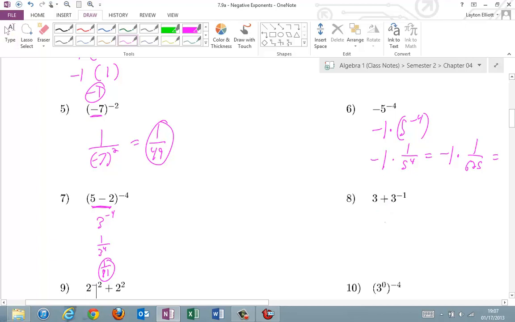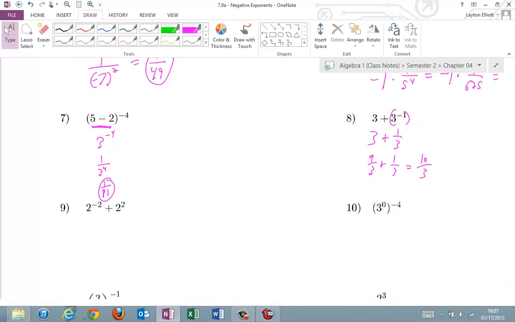Number 8, do not add 3 plus 3 to get 6. You would be breaking order of operations. 3 to the negative 1 is the same thing as 1/3, so this is 3 plus 1/3. 3 plus 1/3 is the same thing as 3 and 1/3, or we can think about adding those with the least common denominator. That would be 3, which we multiply by 3 over 3 to get 9/3. We're just going to take the 3 and make that 9/3 plus 1/3, and that gives us 10/3.